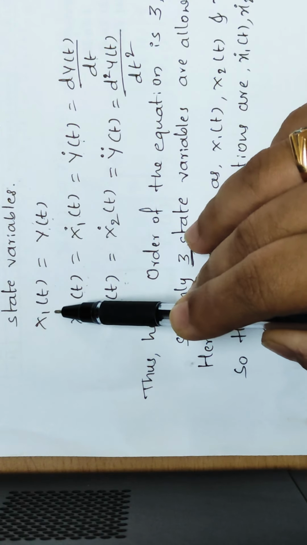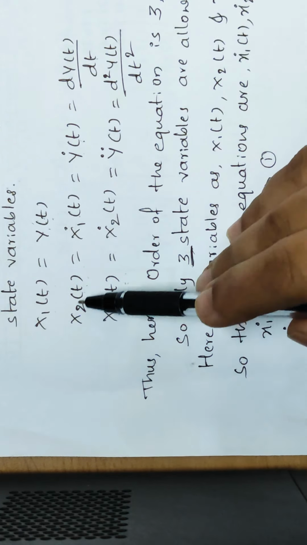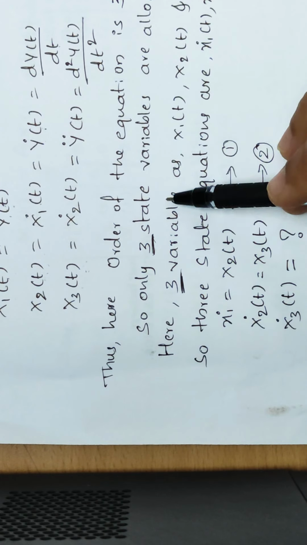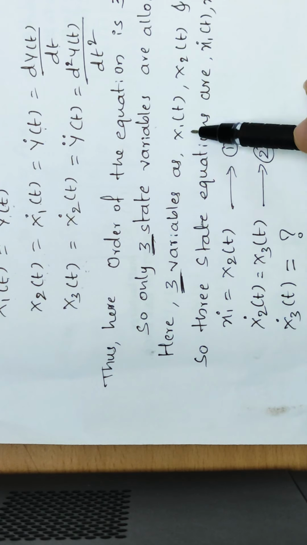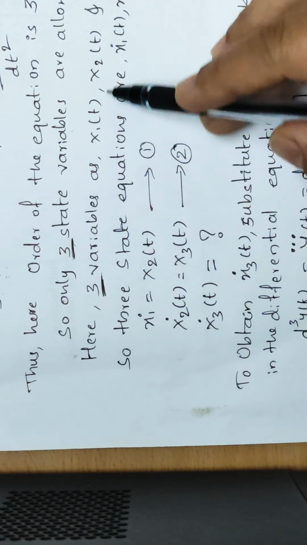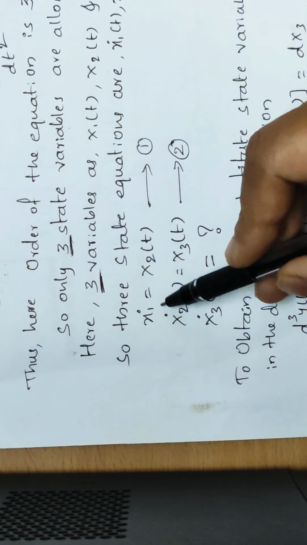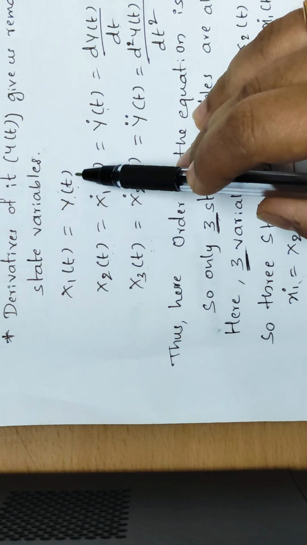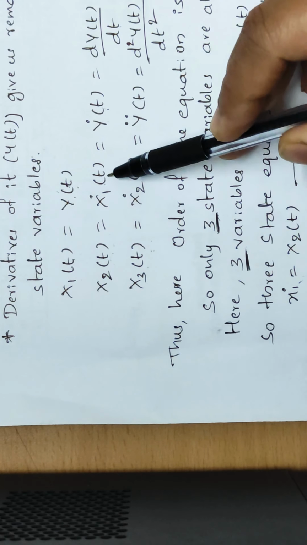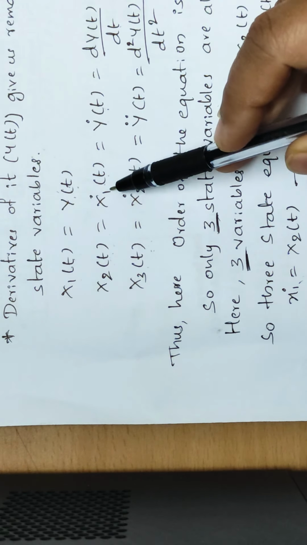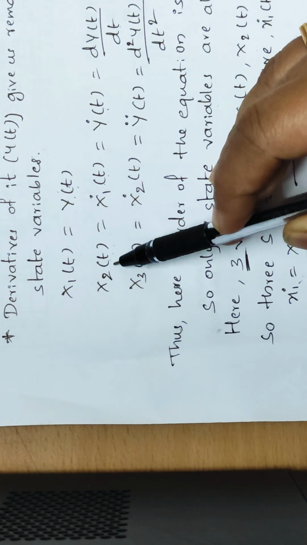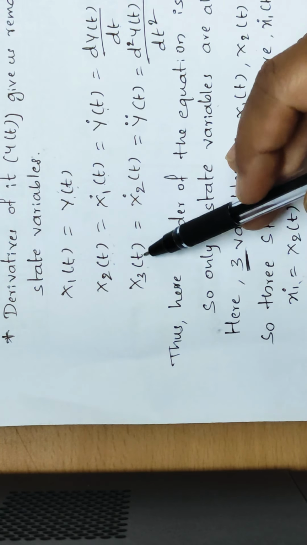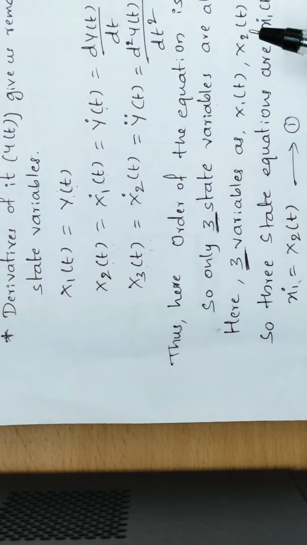x1 dot for x1 variable, x2 dot for x2 variable, x3 dot for x3 variable. So here 3 variables are there, so we have to write 3 state equations for the 3 variables x1, x2, x3. Therefore, see here from the equation, x1 is equal to y of t, x2 is equal to x1 dot of t. Therefore, shall I write x1 dot is equal to x2, x2 dot is equal to x3. Then what about x3 dot?